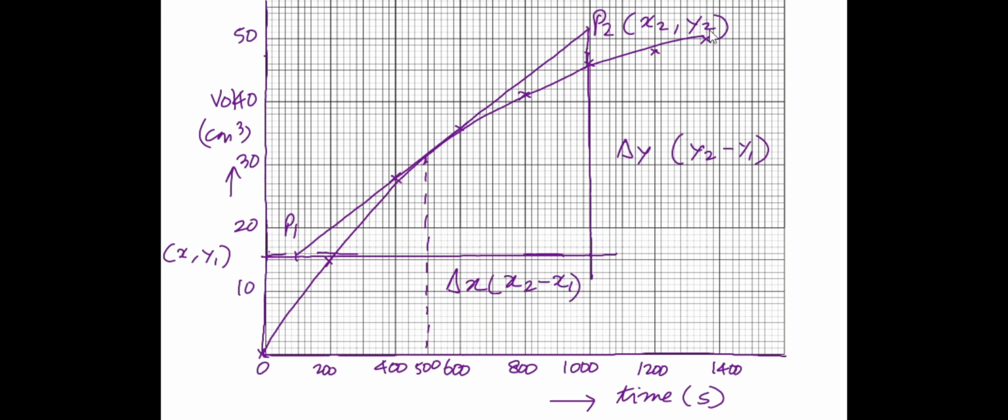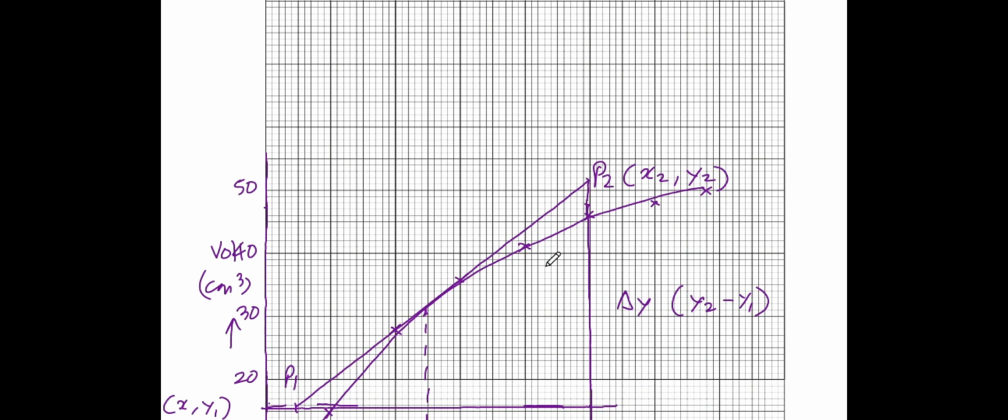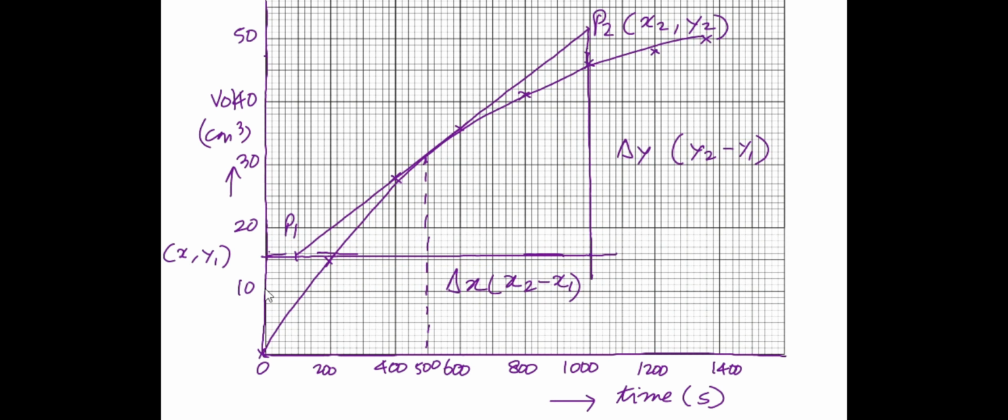So let's look at the y2 coordinate here. It is 52. So we can say gradient is equal to, let's go back to the space in the question here. So gradient is equal to y2 minus y1 over x2 minus x1 is equal to 52 take away, this is 15 or 16. I think it is 16.